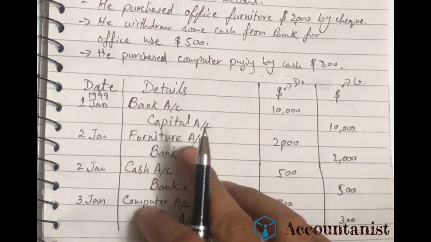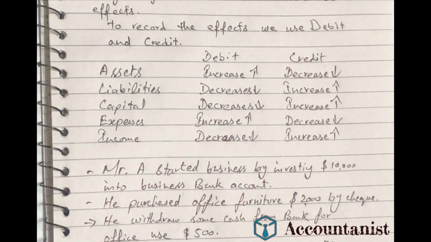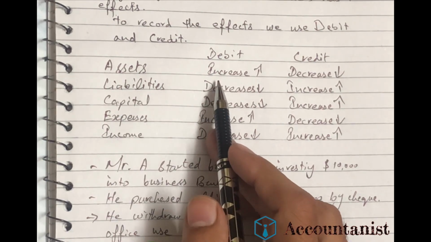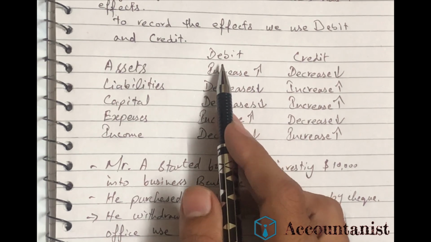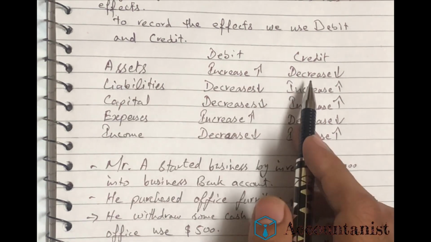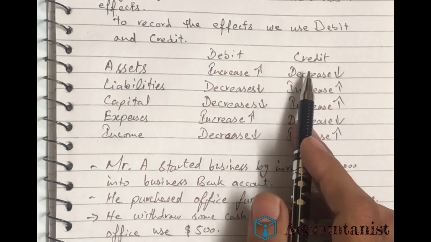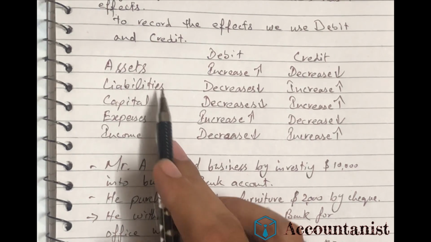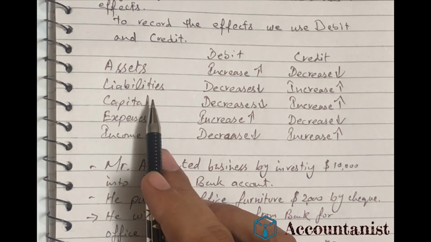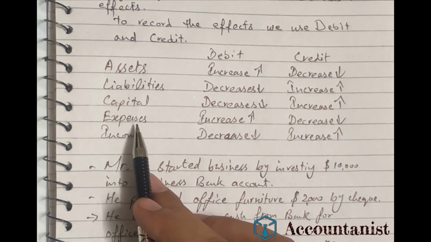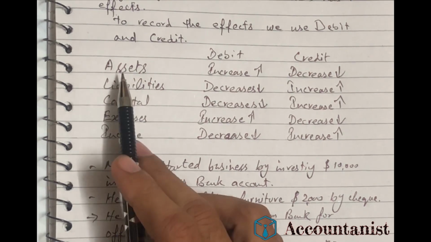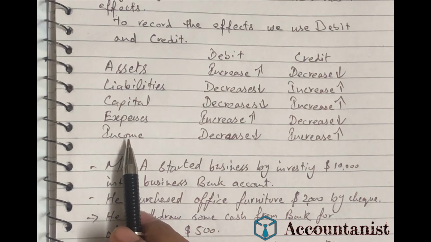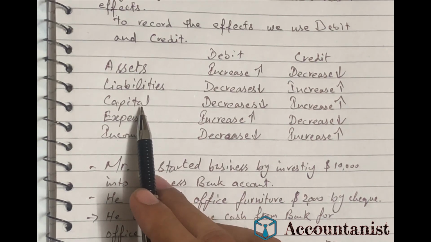The most important thing is to memorize this table, that when assets increase, we'll record on a debit side, and once they go down, we'll record on a credit side. Liabilities are opposite to assets, then capital is similar to the liabilities. Expenses are similar to the assets, and income again is similar to the liabilities and capital.